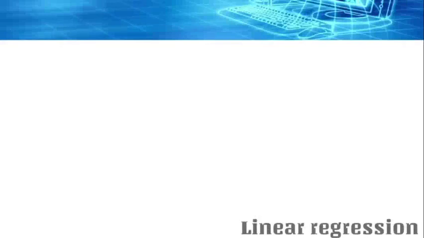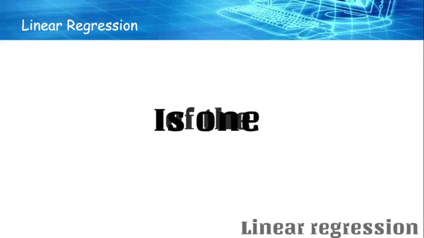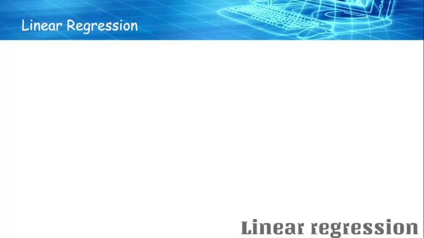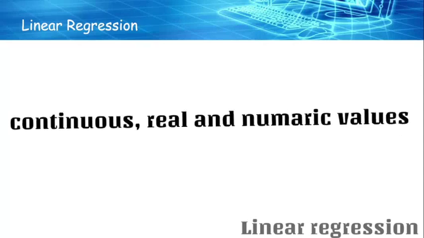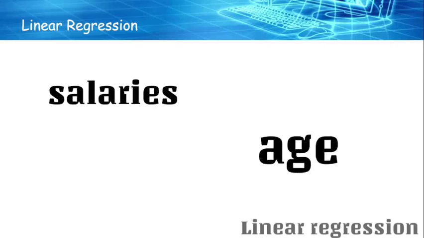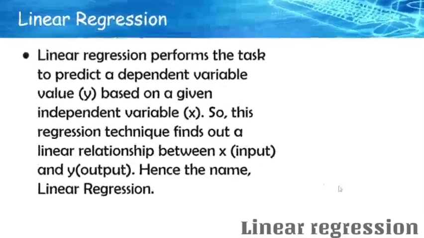So let us start with our machine learning models. First we'll be seeing about linear regression. Linear regression is one of the easiest and most popular machine learning algorithms. It is a statistical method that is used for predictive analysis. Linear regression makes predictions for continuous, real, numeric values, such as sales, salaries, age, product prices, etc.